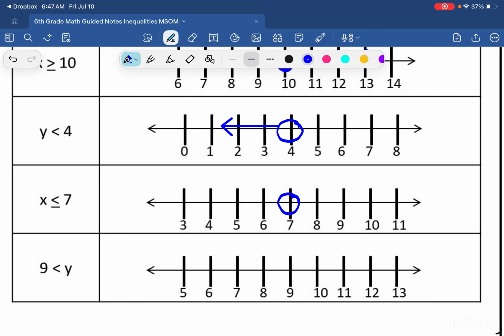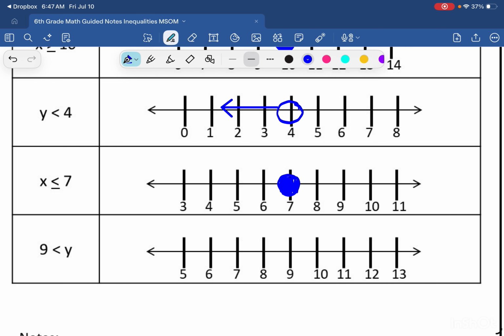So a closed circle on 7 because 7 is included as part of the answer. X is less than or equal to 7. So we're going to do an arrow that's pointing to all the numbers that are less than 7.